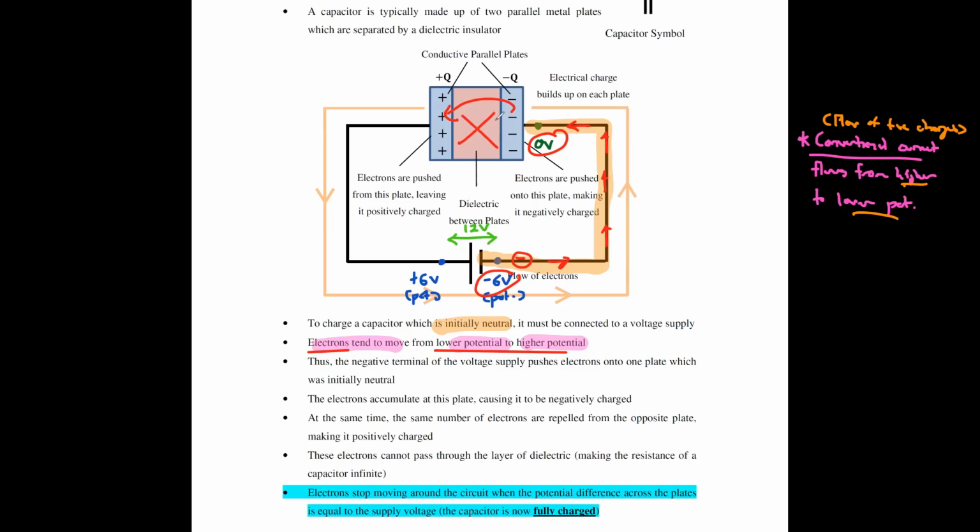So what then happens is that that electron, because it cannot pass through, will just get deposited at the right plate here. So in the process of being deposited on the right plate, it will actually cause this plate here to acquire a negative charge.